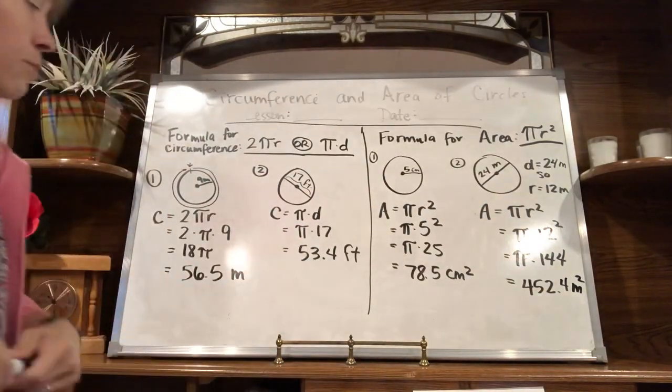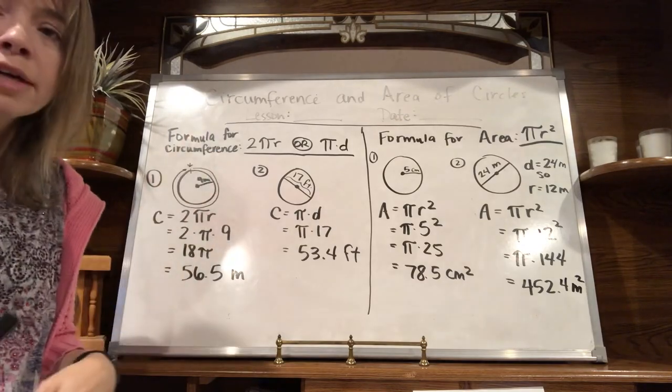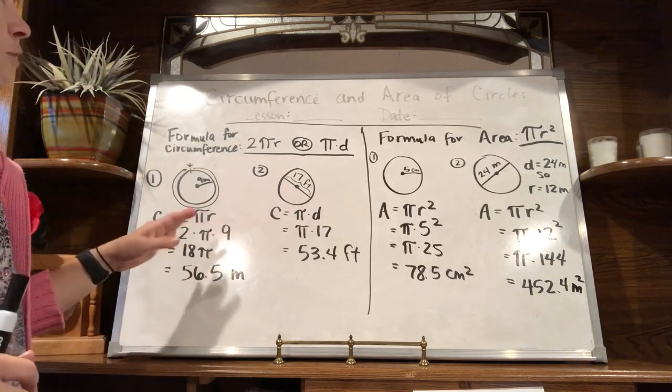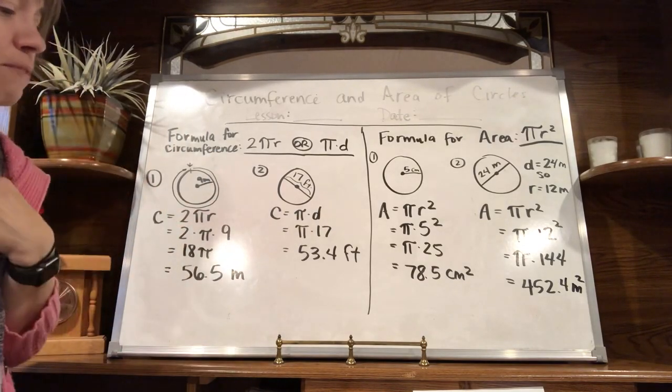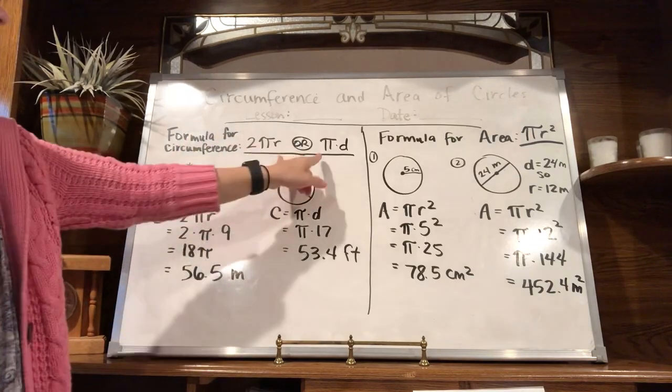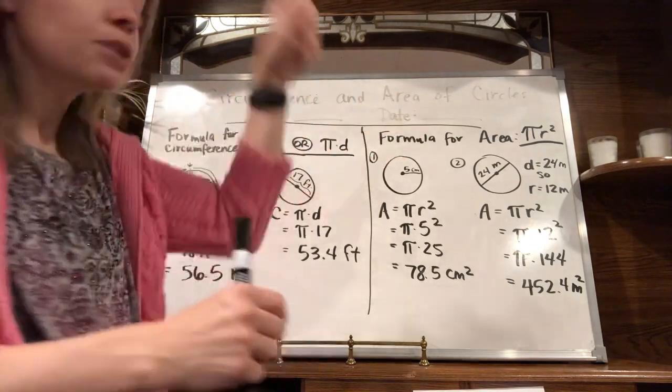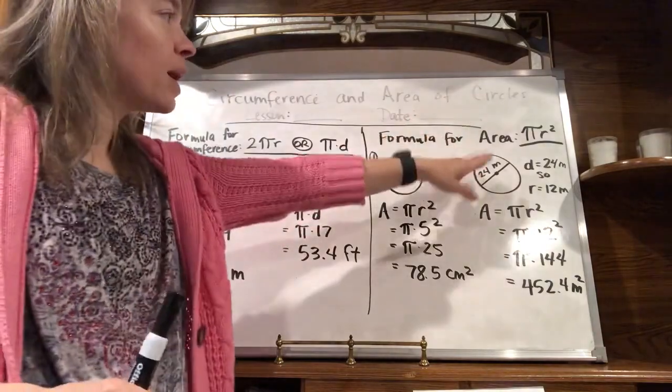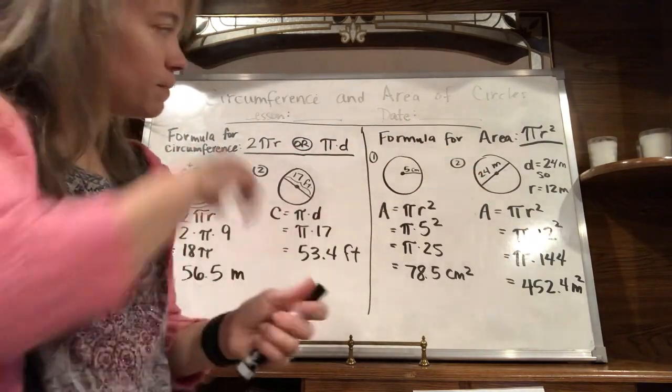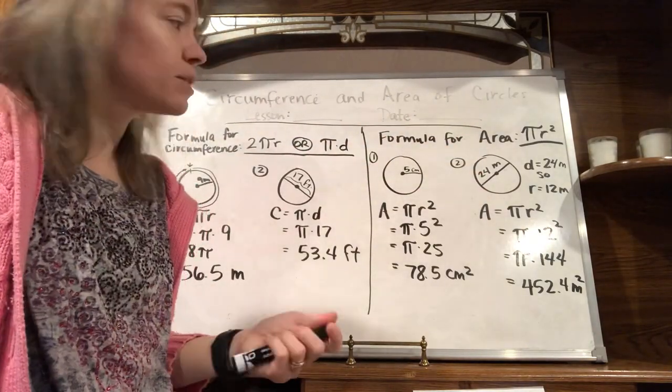So I'm going to have you do the rest as your in-class assignment, or after you're done with the video. Just follow the formula given. Remember, circumference is the distance around, and your area is the space inside. That's it. Just follow that formula.